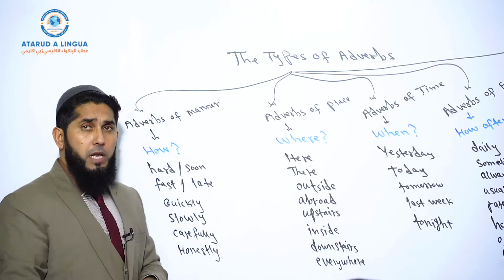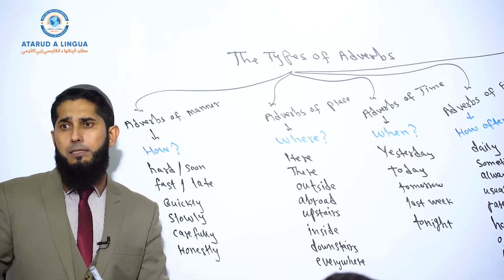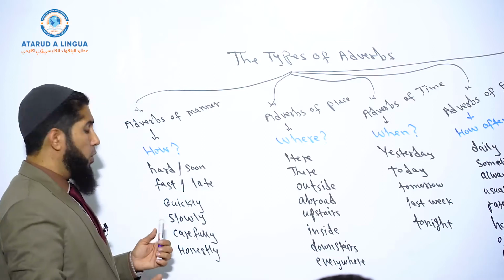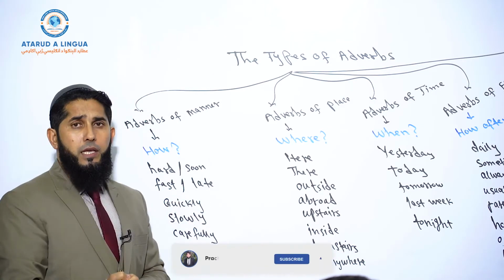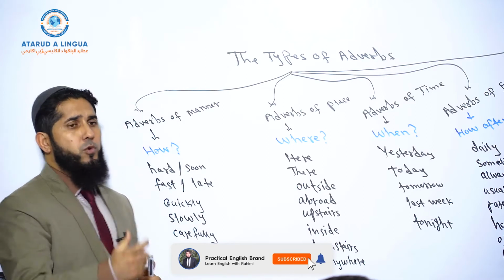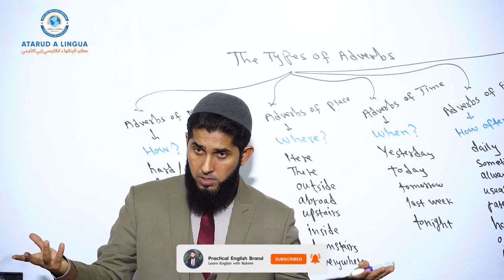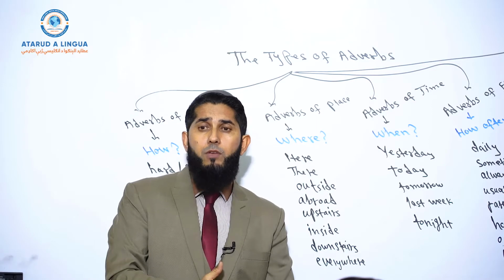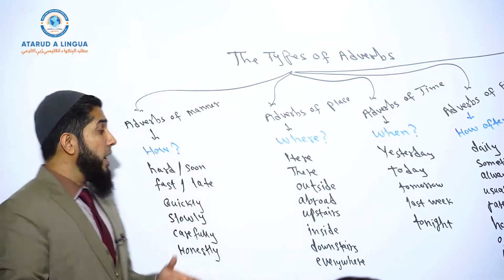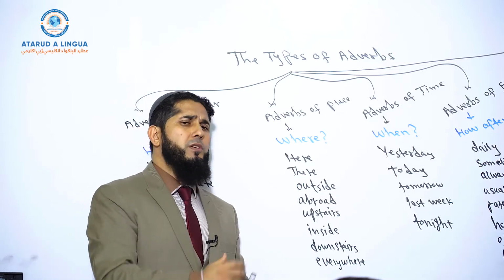Or for example, how did he come to his classroom? He came to his classroom late, okay? Or he usually comes late to his classroom. Quickly, he quickly finished the project. How did he finish the project? That's the question. How did he finish the project? He quickly finished the project. So adverbs of manner are used to answer the question how.